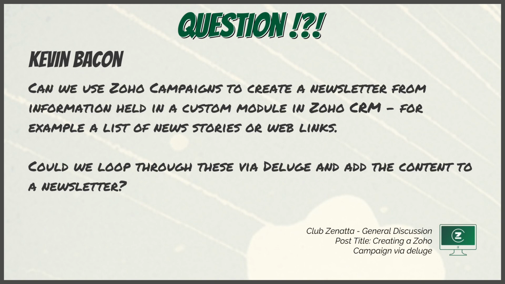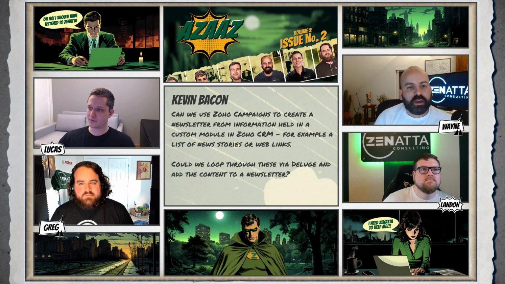Kevin Bacon asks, can we use Zoho Campaigns to create a newsletter from information held in a custom module in Zoho CRM? For example, a list of news stories or web links. Could we loop through these via Deluge and add the content to a newsletter? And this is from Club Z.